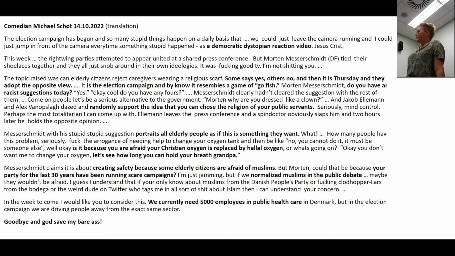Messerschmidt claims that it's about creating safety because some elderly citizens are afraid of Muslims. But Morten, could that be because your party for the last 30 years has been running a scare campaign? I'm just jamming, but if we normalize Muslims in a public debate, maybe people wouldn't be afraid. In the week to come, I would like you to consider this. We currently need 5,000 employees in public healthcare in Denmark, but in the election campaign, we are driving people away from the exact same sector. Goodbye, and God save my bare ass.